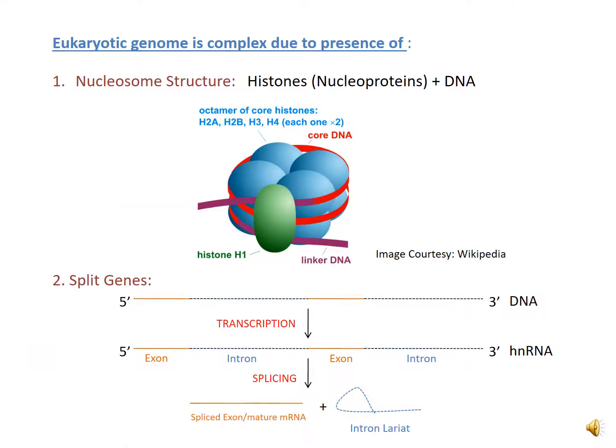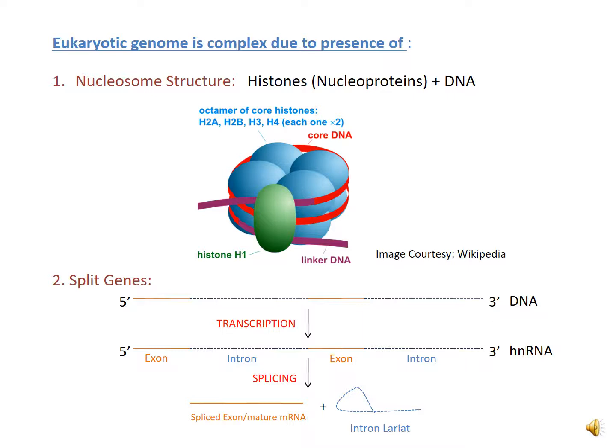So the eukaryotic genome is basically complex compared to the prokaryotic genome, and the complexity is mainly attributed to the nucleosome structure. In eukaryotes, the genome has DNA along with nucleoproteins called histones. The DNA winds around the histone protein in a way that the important accessible regions like promoters, enhancers, and operator elements are buried within the histone core.